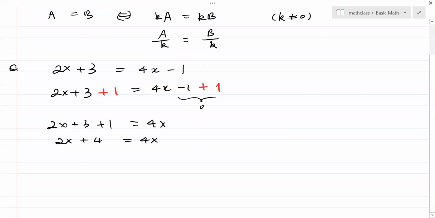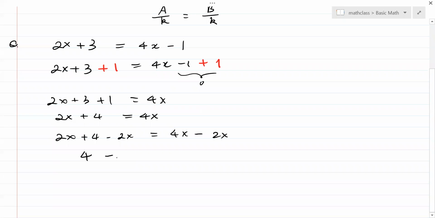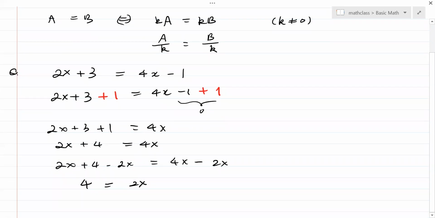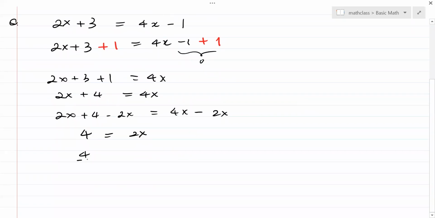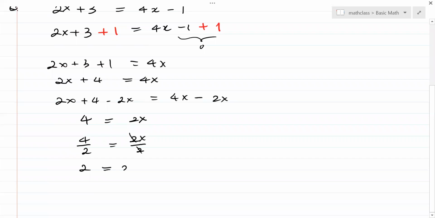Now it looks like you have to move 2x over to the right-hand side. Actually, you subtract 2x from both sides. It looks like you changed the equation, but essentially the equation is not changed. So you get 4 equals 2x. Now which rule do we use? The second rule: divide both sides by the same number. So 4 over 2 equals 2x over 2, and this cancels out, so you get 2 equals x.